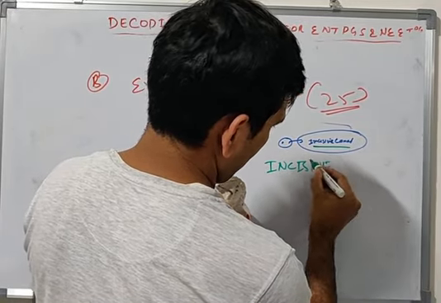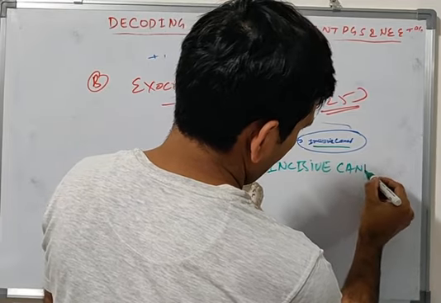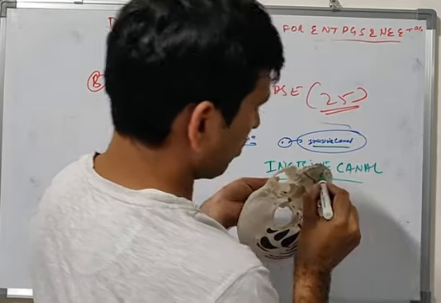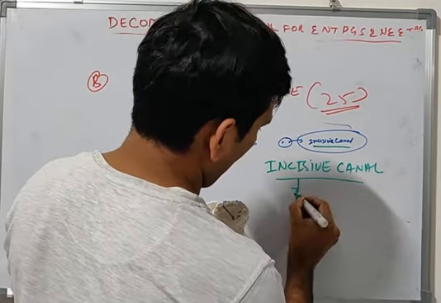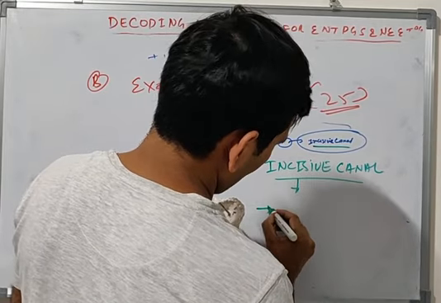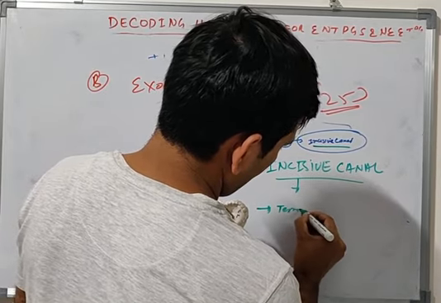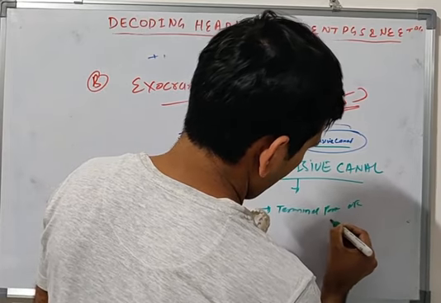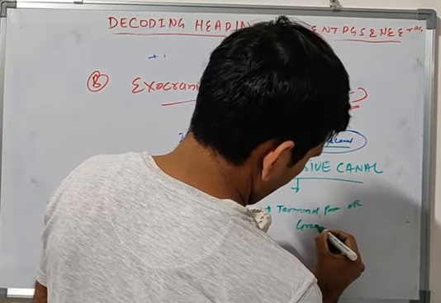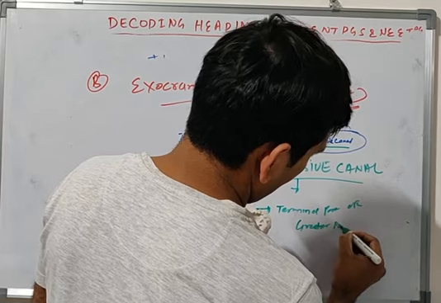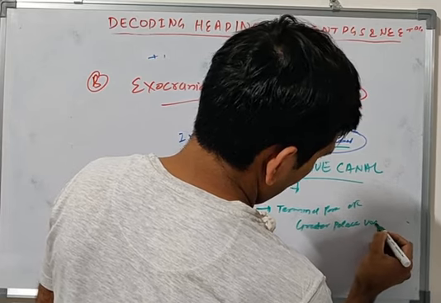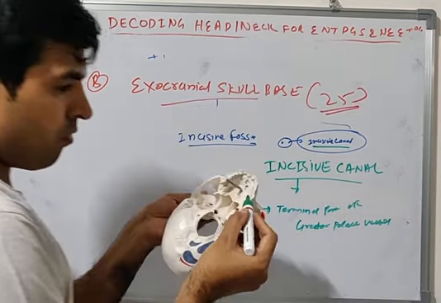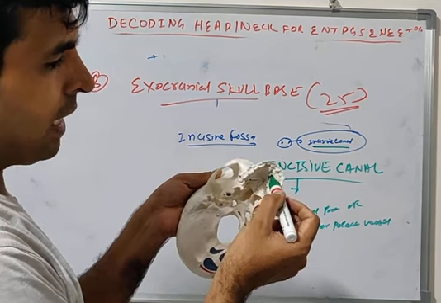So the structures passing through these incisive canals are the terminal part of the greater palatal vessels, which go through the palate to the nose.